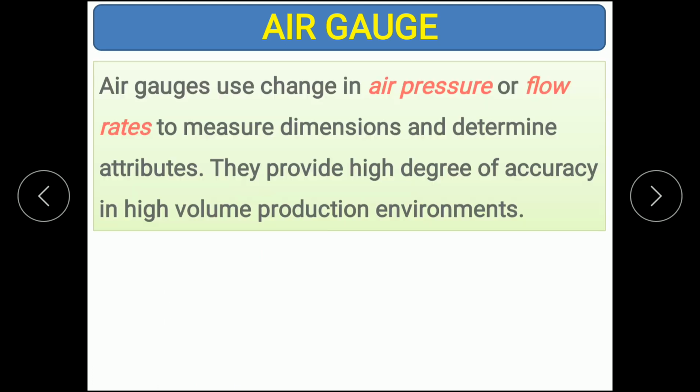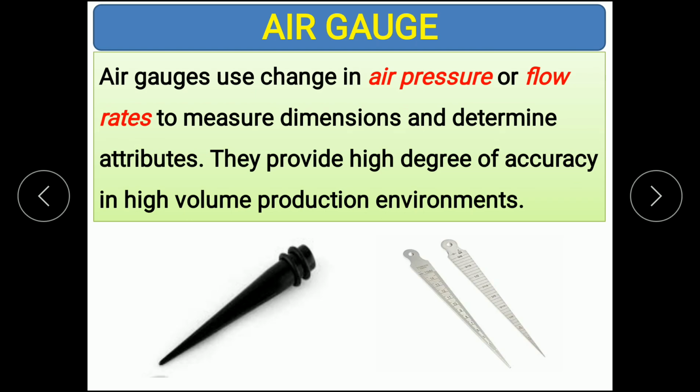So next is air gauges. These air gauges use the change in air pressure or flow rates to measure the dimension and to determine the attributes, means other features. They provide a high degree of accuracy in high volume production environments. So the dimensional accuracy of air gauges is good as compared to other gauges, but these are costlier.